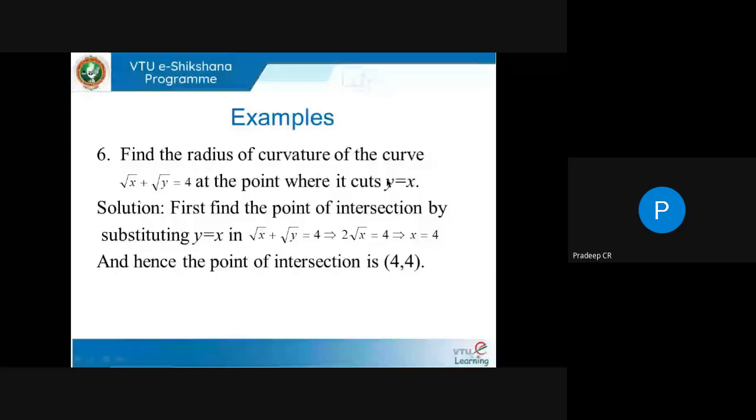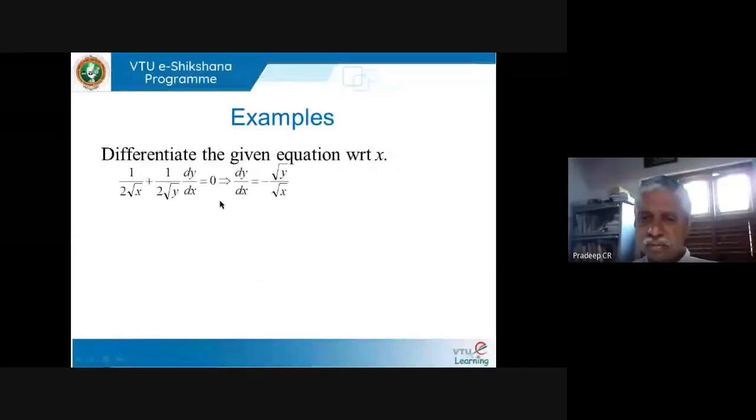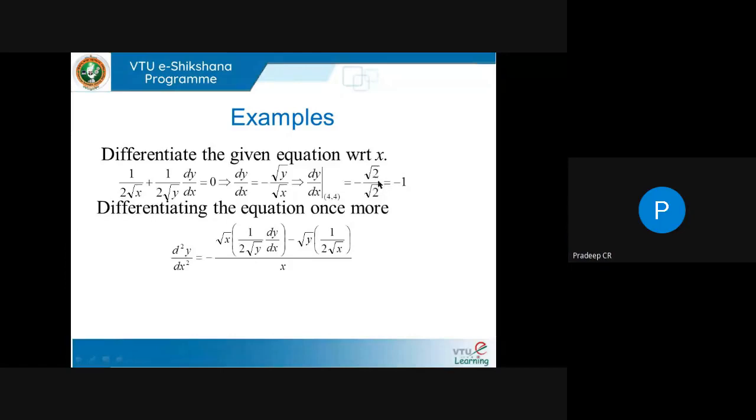Now do the usual thing, find dy by dx at 4 comma 4. This must be root 2, not root 2, root 4. This is a mistake. This is root 4 by root 4, that is 2 by 2. And differentiate the equation once more. Answer is the same, but here it's not root 2 by root 2, it's root 4 by root 4.